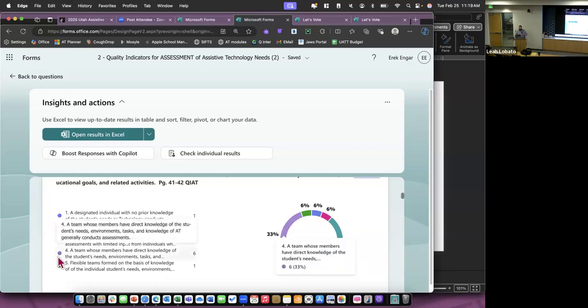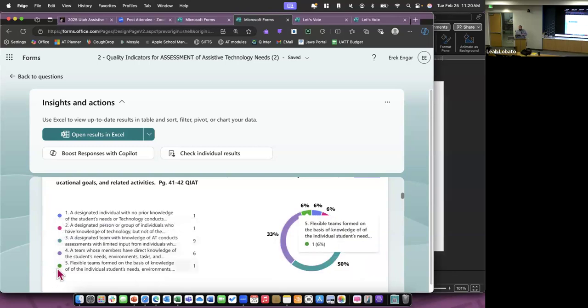We have a couple of teams, a team whose members have direct knowledge of the students. So again, that's probably those of you who are using the IEP team from the student. We have somebody who has flexible teams formed on the basis of knowledge, needs, and environment. And then somebody who said a designated individual with no prior knowledge of the student's assistive needs conducts that assessment.